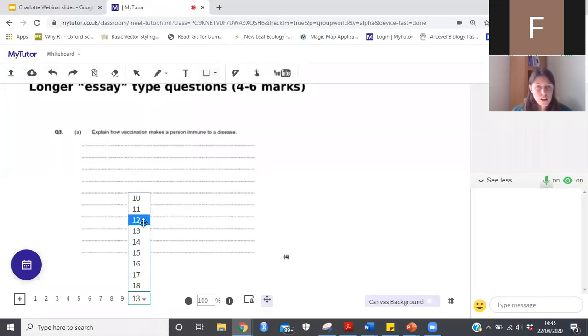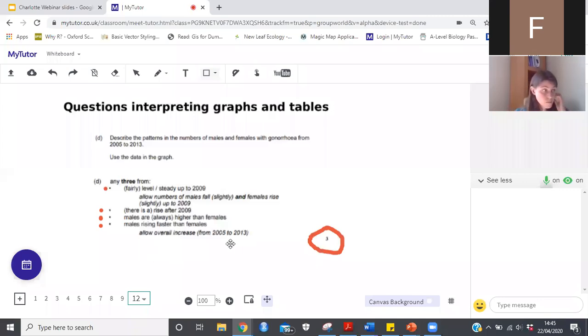Now we're moving on to longer essay type questions. So, any questions about answering questions with graphs? Use the question and answer section.